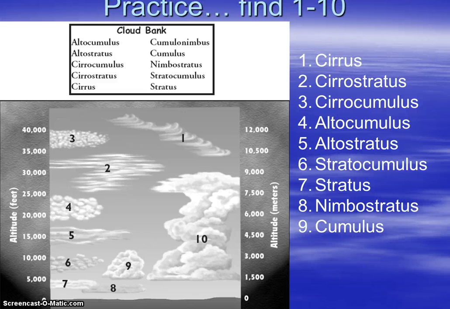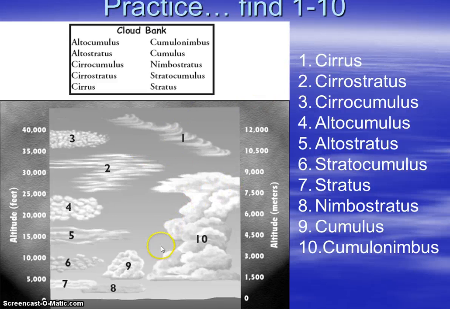Number 10. Now number 10 is a pretty tall cloud. It will stretch up many, many feet. As you can see on the side, really tens of thousands of feet. It's got a flat bottom. So this is going to be a cumulonimbus. These will be dark on the bottom. They're often referred to as thunderheads or anvil heads because of their shape.